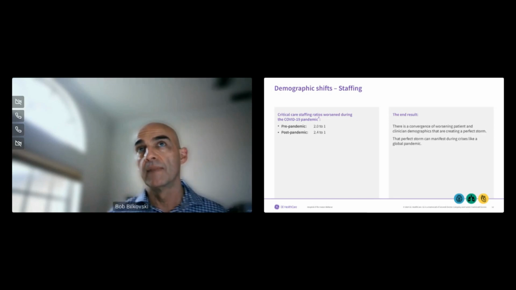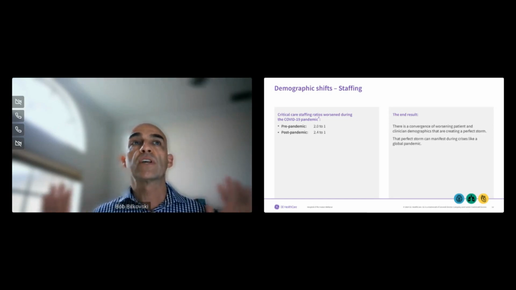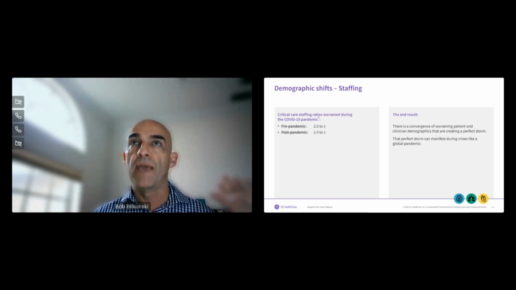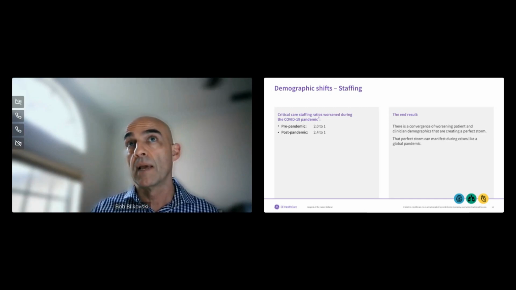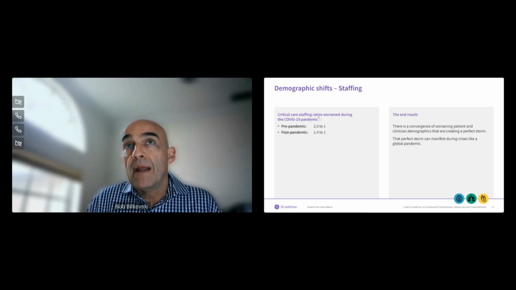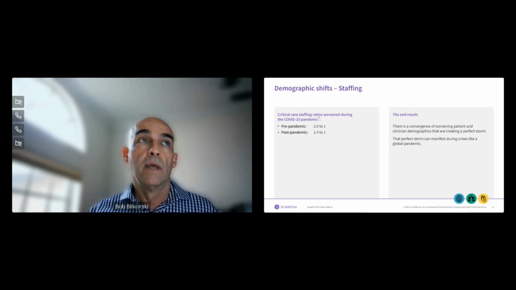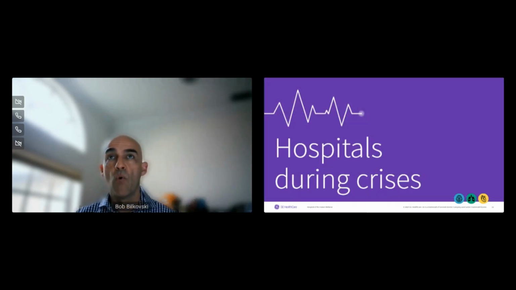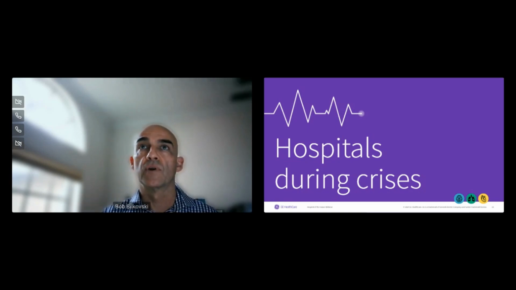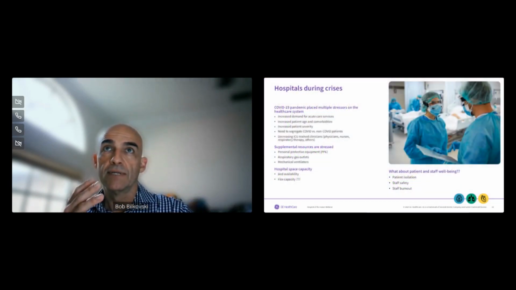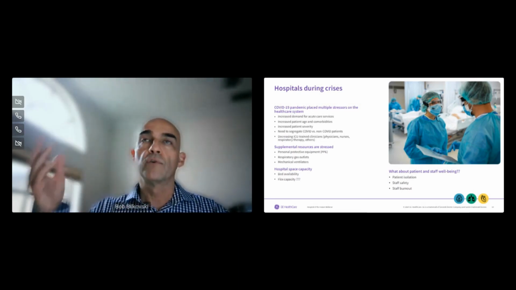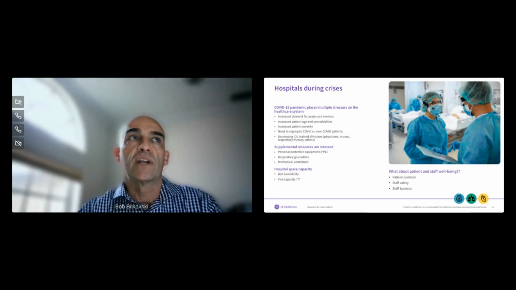And like I said at the beginning when I'm teeing this off, there's a convergence of patient demographics and hospital staff demographics that are creating a perfect storm, and it manifests during the global pandemic. So the next phase of this is what happens to a hospital during a crisis such as what we experienced within the past several years with regards to the COVID-19 pandemic. And here is an overview of the various stressors that occurred.